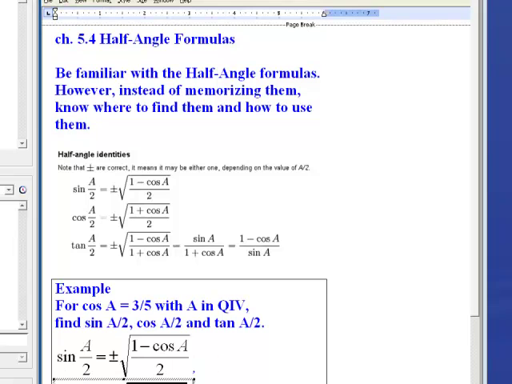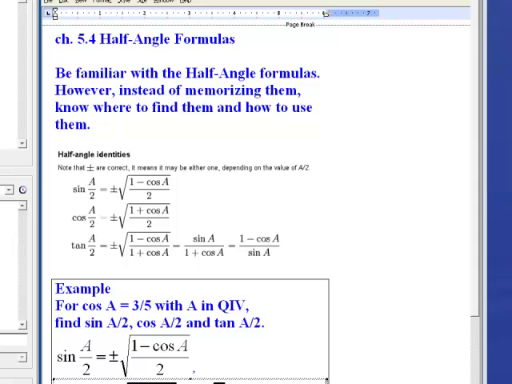So sine A over 2 comes out to 1 minus cosine A. Well, there it is. Just plug in the 3/5. And then we're in quadrant 4, so our sign needs to be negative. So I'll put that negative in the front there. That's going to be 2/5 divided by 2, which is 1/5, so this is negative the square root of 1/5.